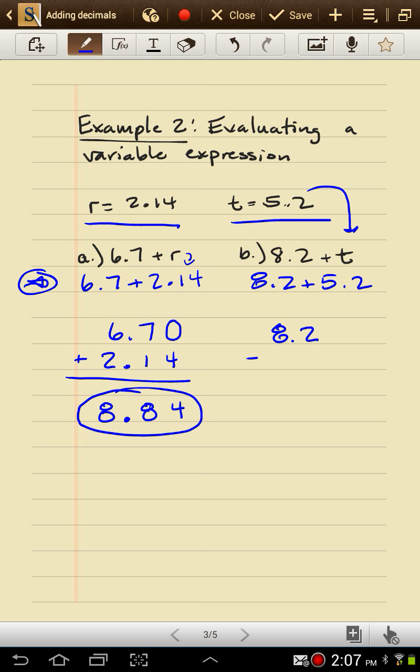8.2 plus 5.2. No extra zeros I have to add. 2 plus 2 is 4. Decimal point moves down. 8 plus 5 is 13. So I get 13.4, and I am done.